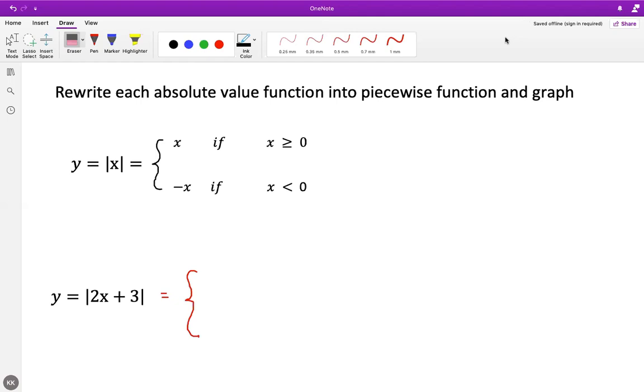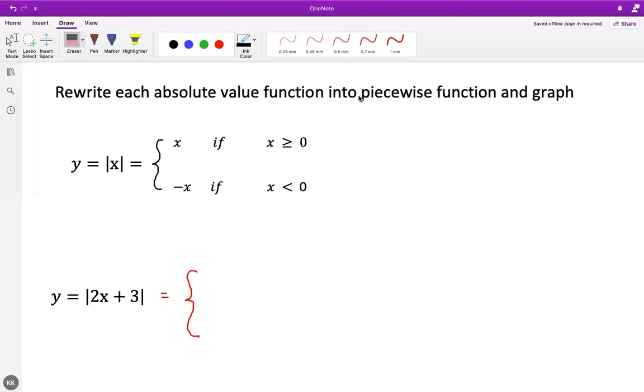So in this video, we are going to graph y equals the absolute value of 2x plus 3 by using the piecewise function format. The reason why I'm using the piecewise function format to help you understand the graph is because I want you to practice lots of piecewise functions, and how we can rewrite an absolute value function as a piecewise function. So this is the best practice for all of you.